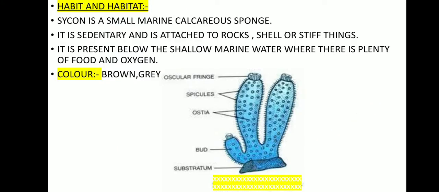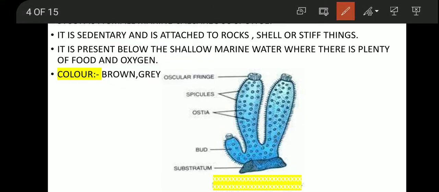So what is the habit? As we know, it is marine. In the previous video, if you haven't watched the first video of Porifera, I will be giving you the link in the description. Please go there and watch it. Okay, so Sycon is a small marine calcareous sponge. So what is the habit? It is marine, and it lives in colonies. It is marine and colonial.